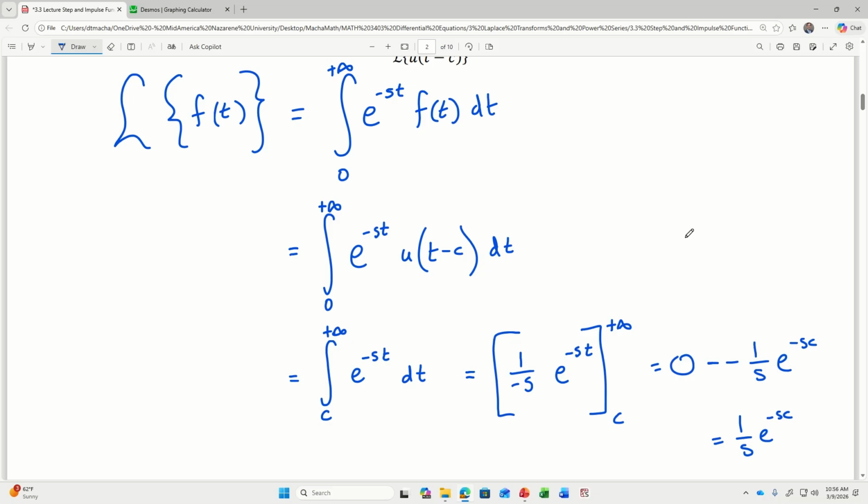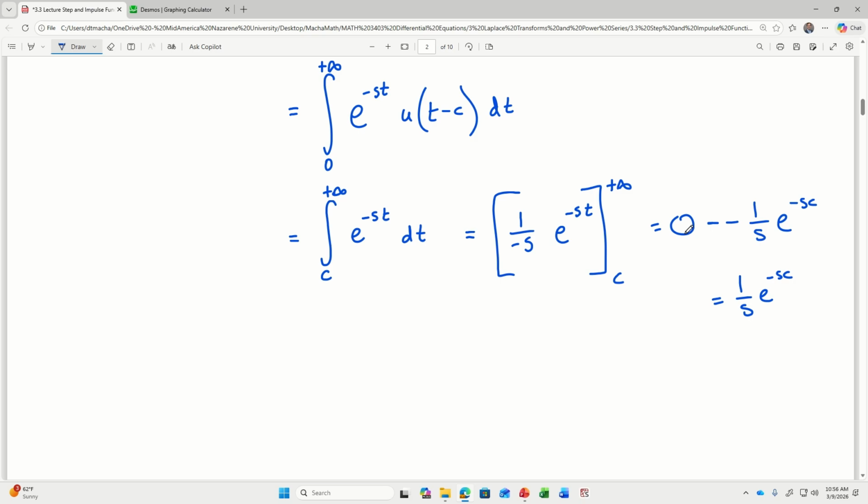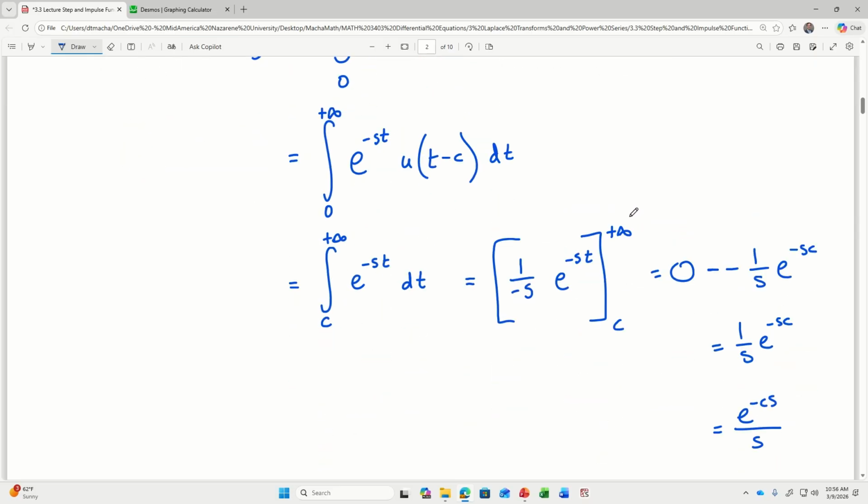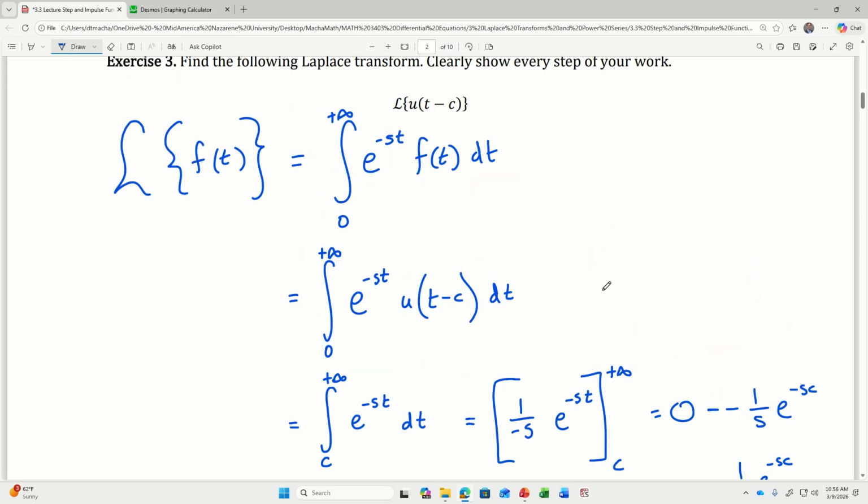You got it right, because in my notes, or on your handout, it should say e to the negative cs over s, or something like that. Same thing. Okay, questions? You see where the Laplace transform comes from? It's kind of weird.